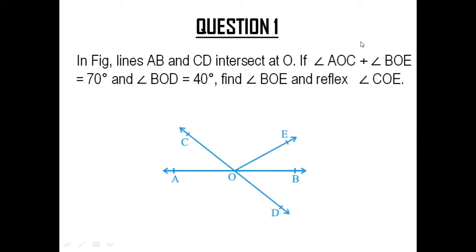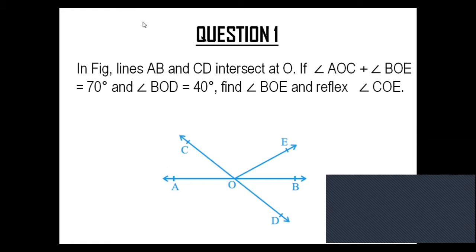Now, let us look into the first question of exercise 6.1, which says that in the figure, lines AB and CD intersect at O. If angle AOC plus angle BOE is equal to 70 degrees and angle BOD is equal to 40 degrees, find reflex angle COE and angle BOE. Let's get to the solution.